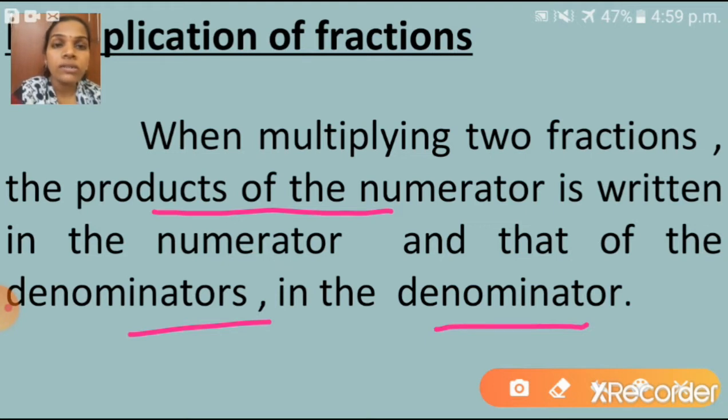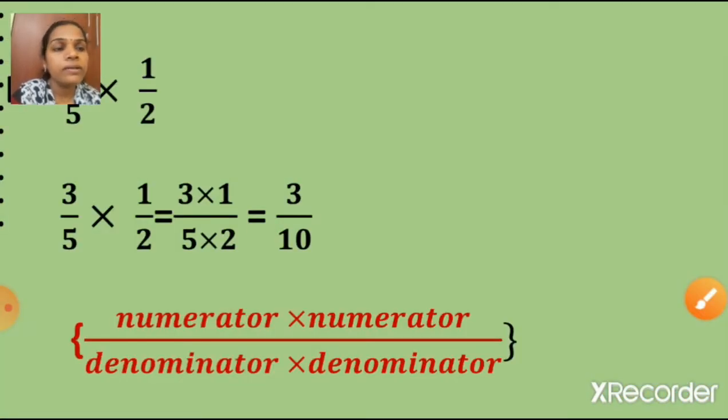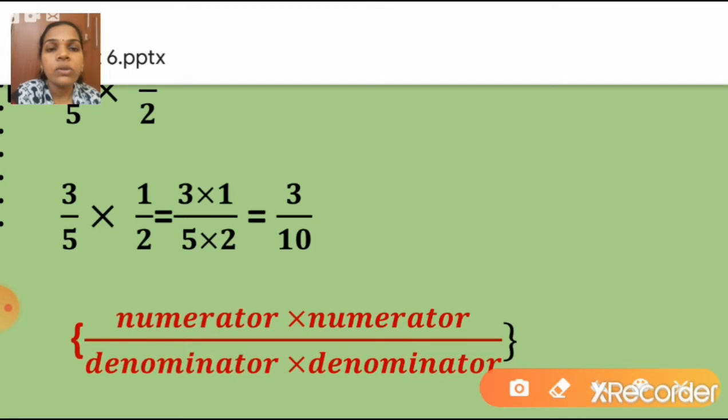So children, in this session I am going to teach practice set 12. Before that, I will give two examples. Understood, children? See, this is the first example: 3 upon 5 into 1 upon 2. So what I told, you have to write the product of numerators. See, this is your question here.